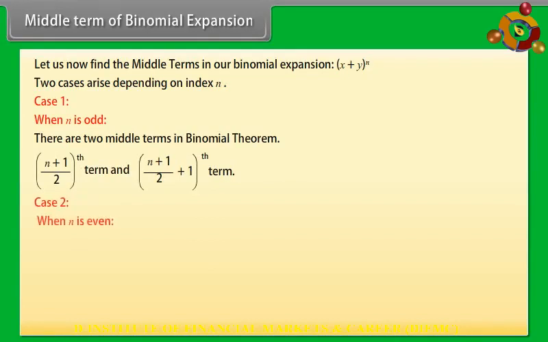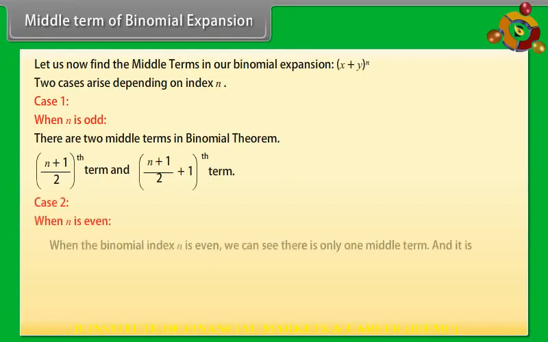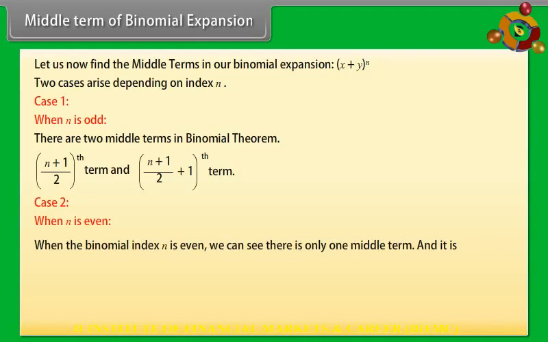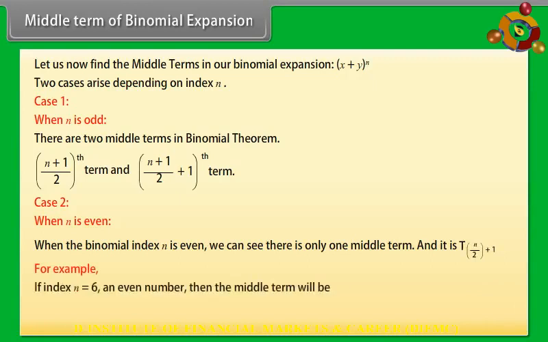Case 2: when n is even. When the binomial index n is even, there is only one middle term, and it is T_(n/2 + 1). For example, if index n is equal to 6, an even number, then the middle term will be T_(n/2 + 1) is equal to T_(6/2 + 1) is equal to T4.